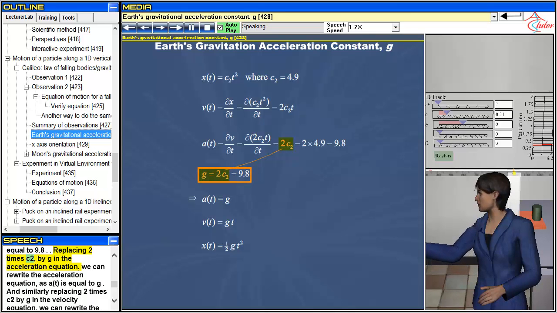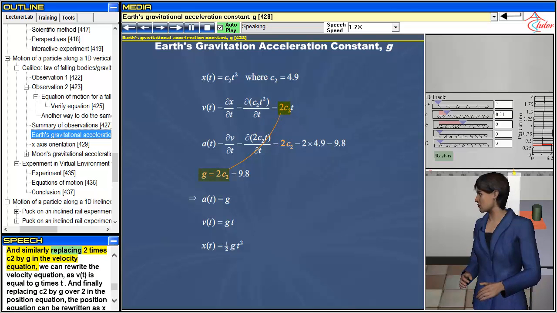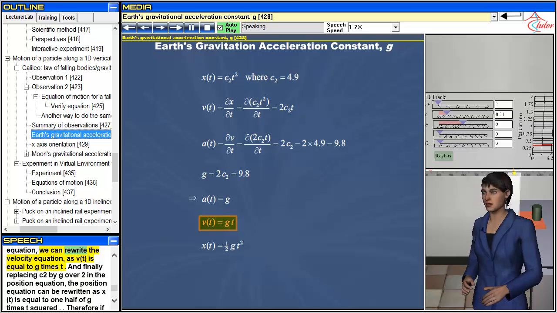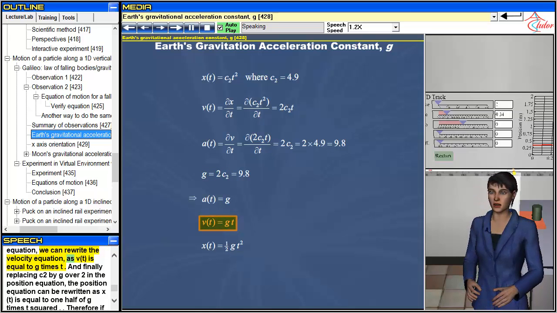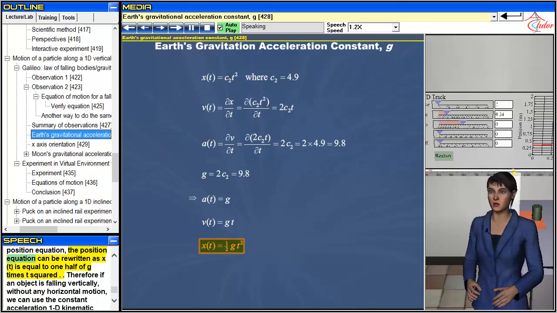Replacing 2 times c2 by g in the acceleration equation, we can rewrite the acceleration equation as a of t is equal to g. And similarly replacing 2 times c2 by g in the velocity equation, we can rewrite the velocity equation as v of t is equal to g times t. And finally replacing c2 by g over 2 in the position equation, the position equation can be rewritten as x of t is equal to 1/2 of g times t squared.